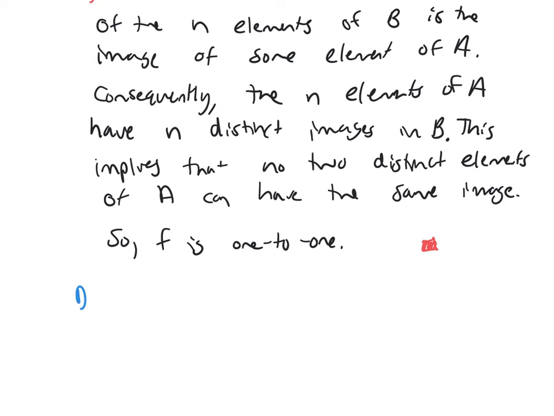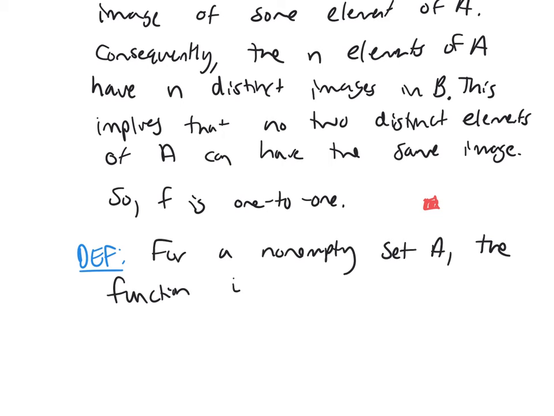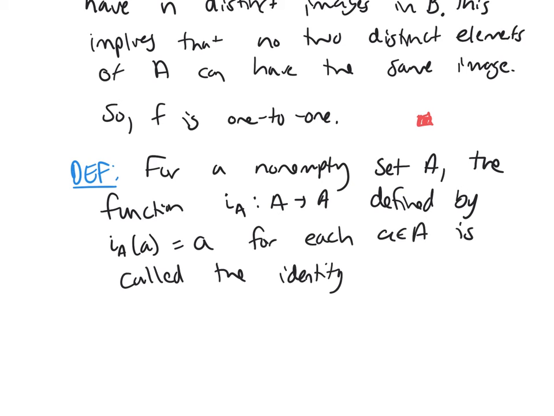All right, so now let's define a new function. So I'll say for a non-empty set A, the function I sub A, which is a function from A to itself, defined by, it just spits out, if I plug in a, it spits out a for each a in A, and is called the identity function of A.